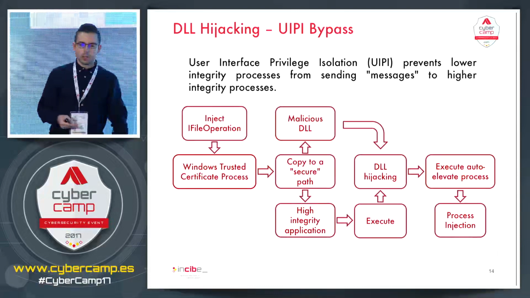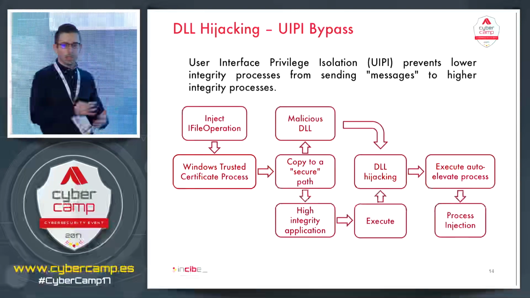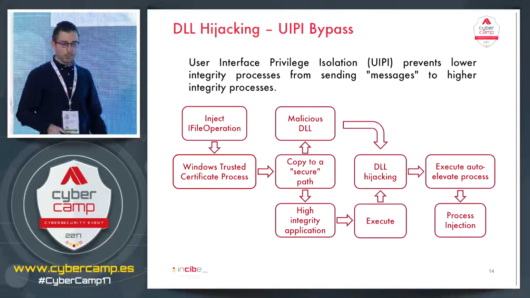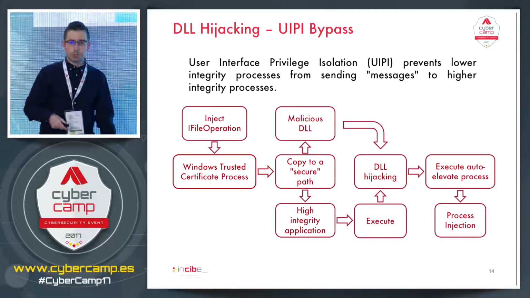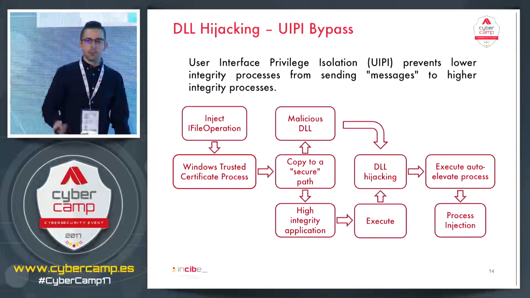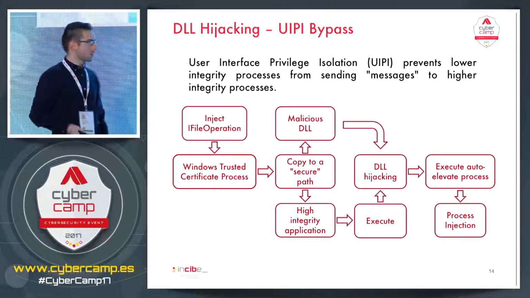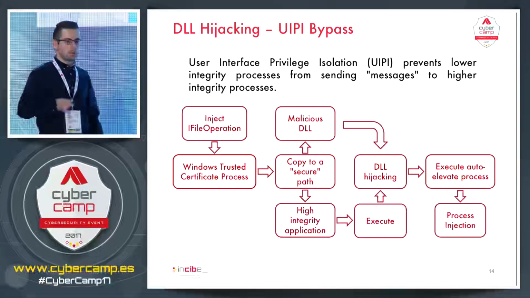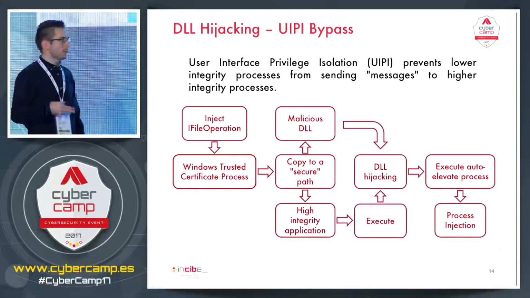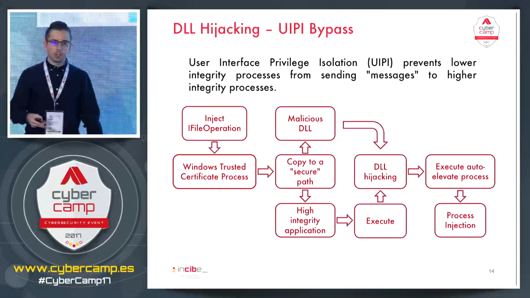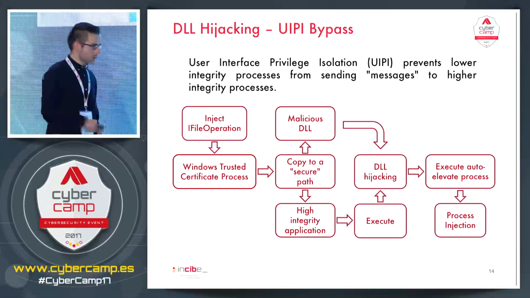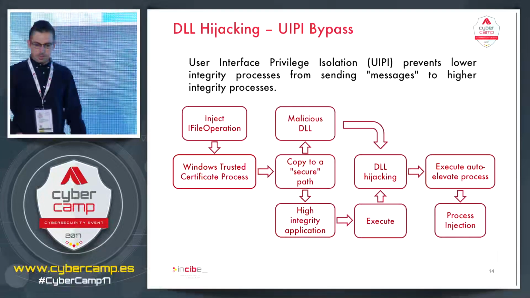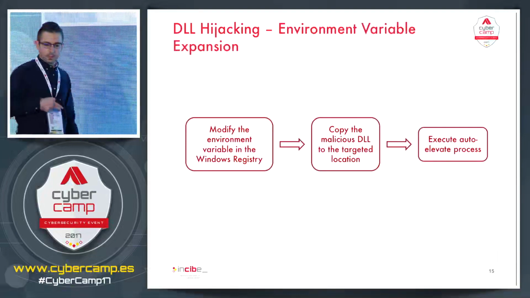What is a secure path? Well, all the paths that are within the root slash Windows and a few others. Once they are copied, the process is going to be executed with the highest level of integrity, and then the DLL hijacking process will start. Then the DLL is going to be run, invoking an auto-elevate process to finally invoke the process we are interested in. I hope this can be seen more clearly in the diagram.